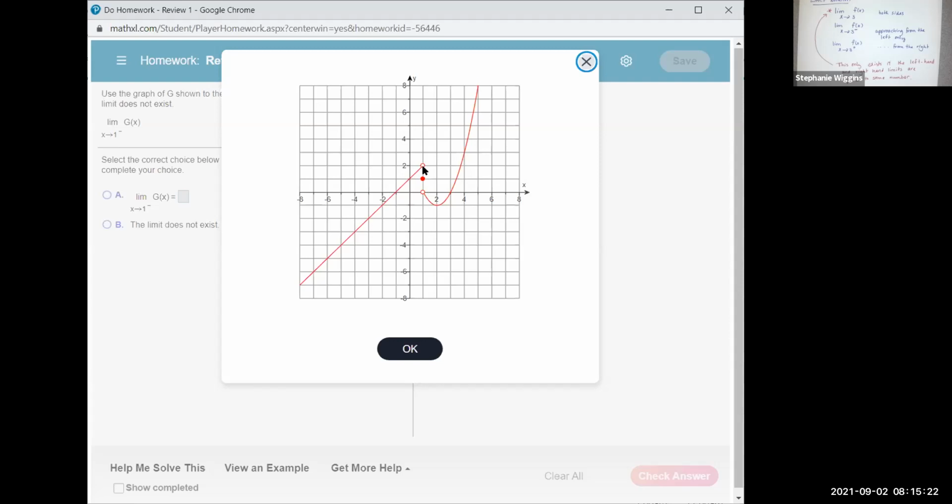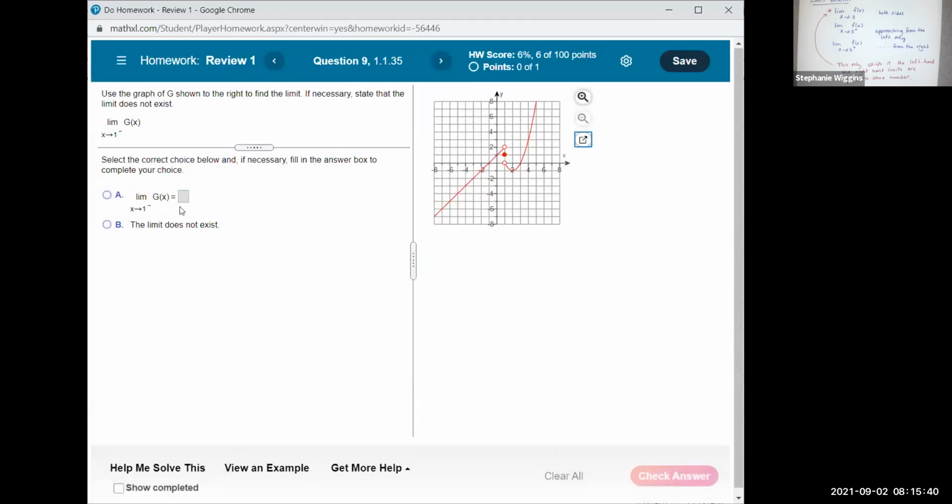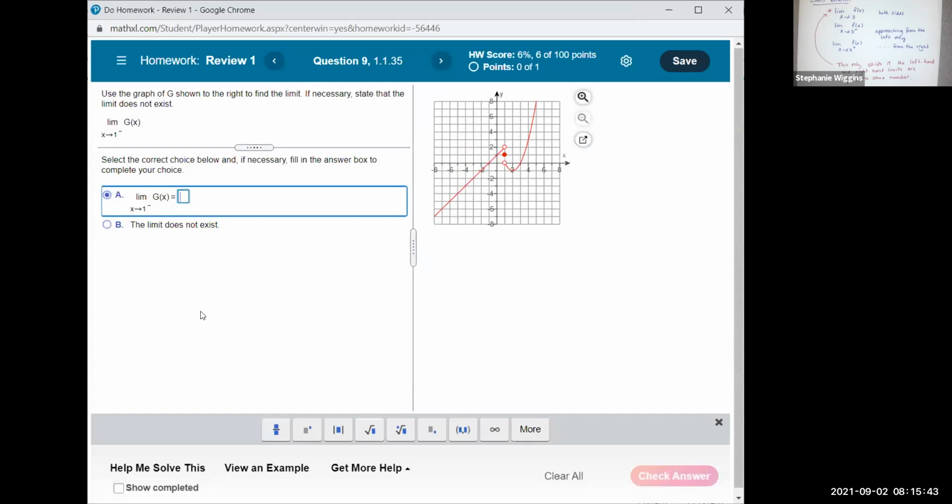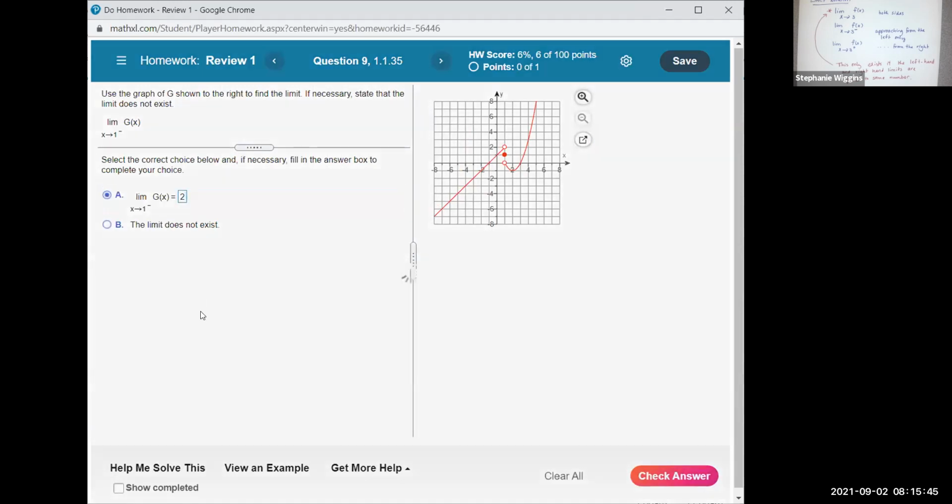So at that spot, at 1, the function value is right here, see? But we're not talking about the function value, we're talking about the limit. So we want to know what is happening close to 1. So on the left-hand side, if you get close to 1, you're getting closer and closer to 2. So 2 is the limit. Does that make sense? Okay, good.